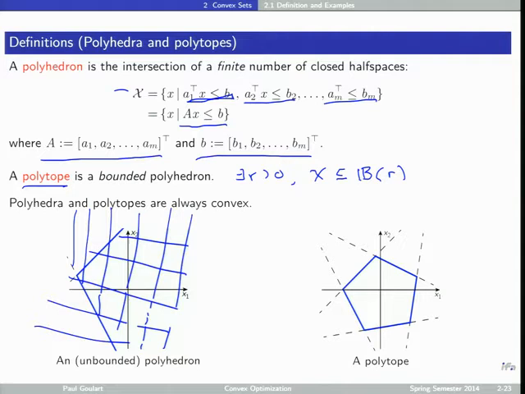This one on the left-hand side I cannot put inside a ball because it extends infinitely far to the right. The distinction between polytope and polyhedron is not really critical, but we include it just so that you know there's some kind of difference between the two. So the one on the right is a polytope. I can put a ball around it like that.